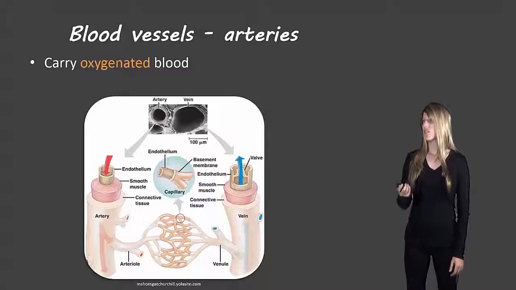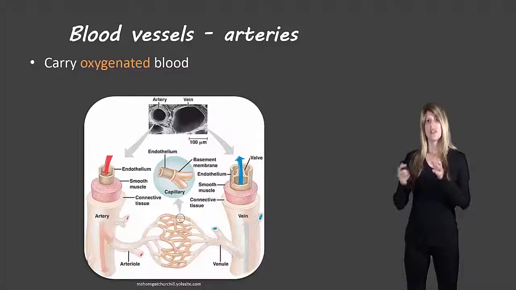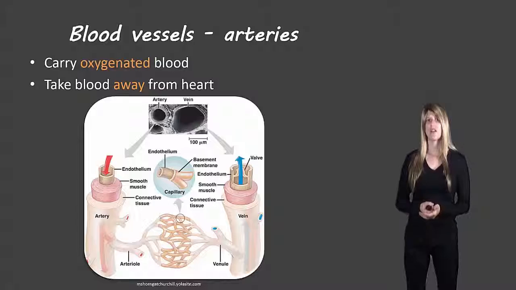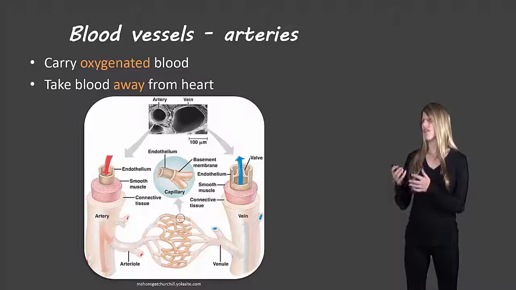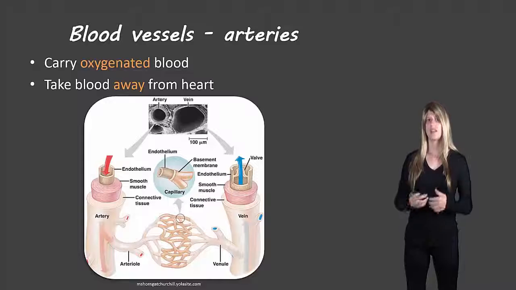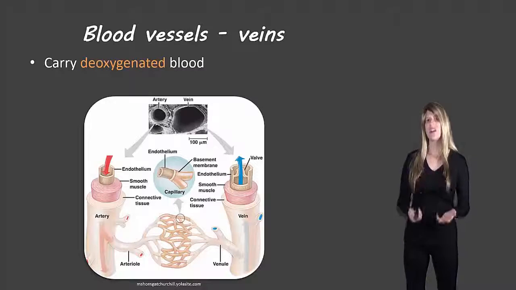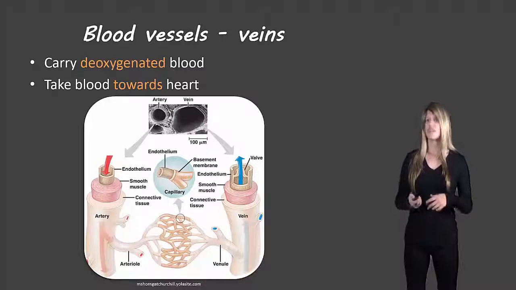So let's take a look at the arteries. Now this slide and the next slide, these are generalizations. There are exceptions when it has to do with the blood coming to the heart and the blood coming to the liver, but in general, they carry oxygenated blood and they take blood away from the heart. So these are the general rules that we're going to follow, that arteries carry oxygenated blood and they take blood away from the heart. Veins, on the other hand, carry deoxygenated blood, which means oxygen has been removed from that blood, and it takes blood towards the heart.